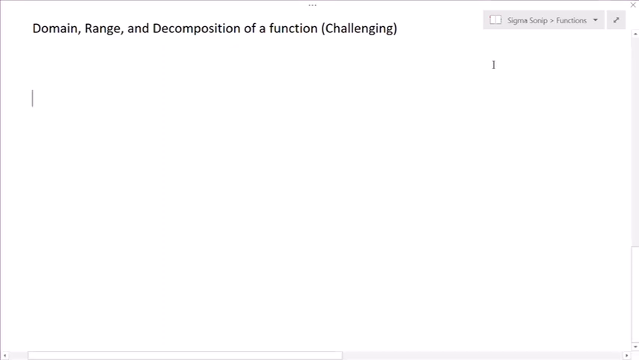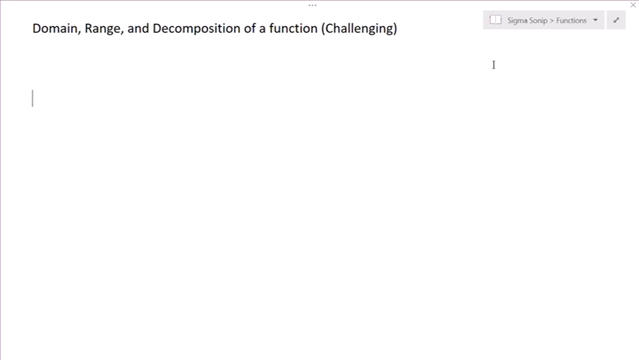Okay, so in this video we are going to look at one more example of domain and range, and we'll look at a composite function and find its domain and range. I believe it could be called a little bit of a challenging problem. The second part of this video will be decomposition of a function. Decomposition means that you are given f of g of x and you need to find f(x) and g(x).